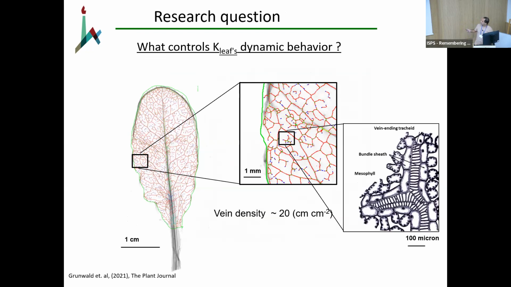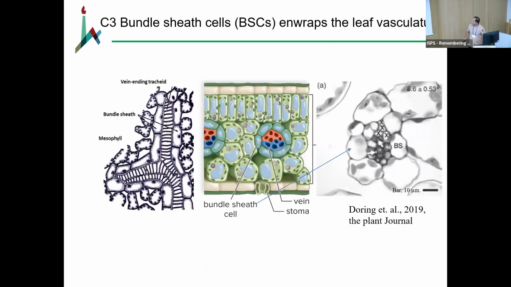We think it's the bundle sheath cells. These parenchymatic cells actually surround every xylem vessel. We think that the biological control, mainly a component of these cells, is actually controlling the fluxes out of the leaf.